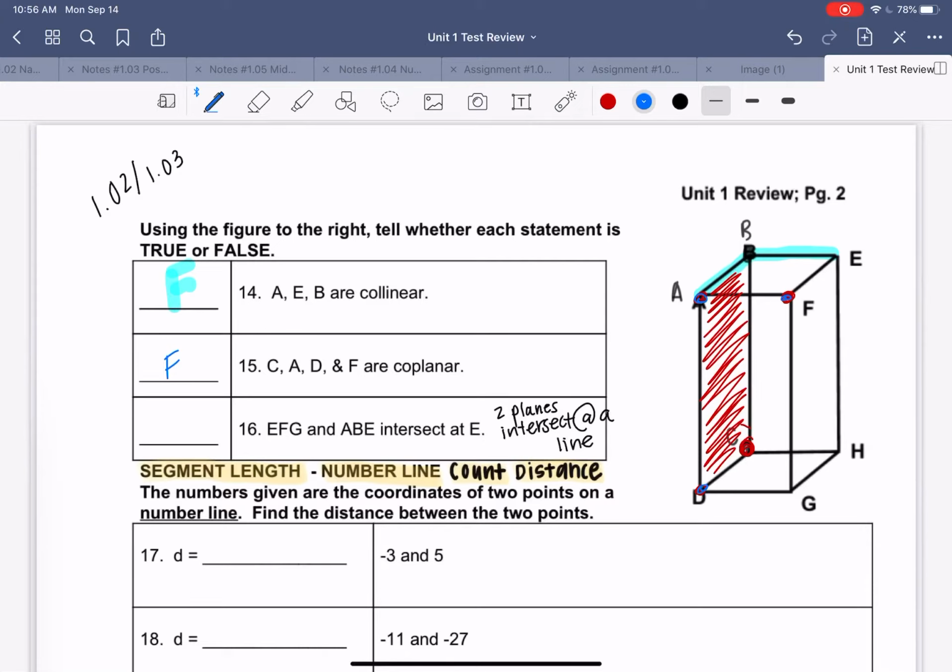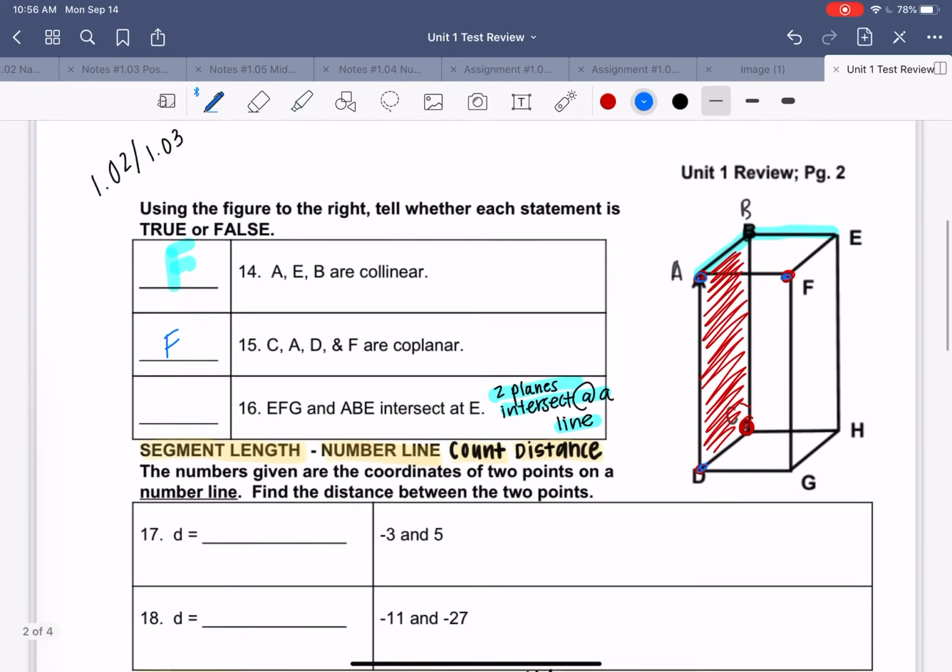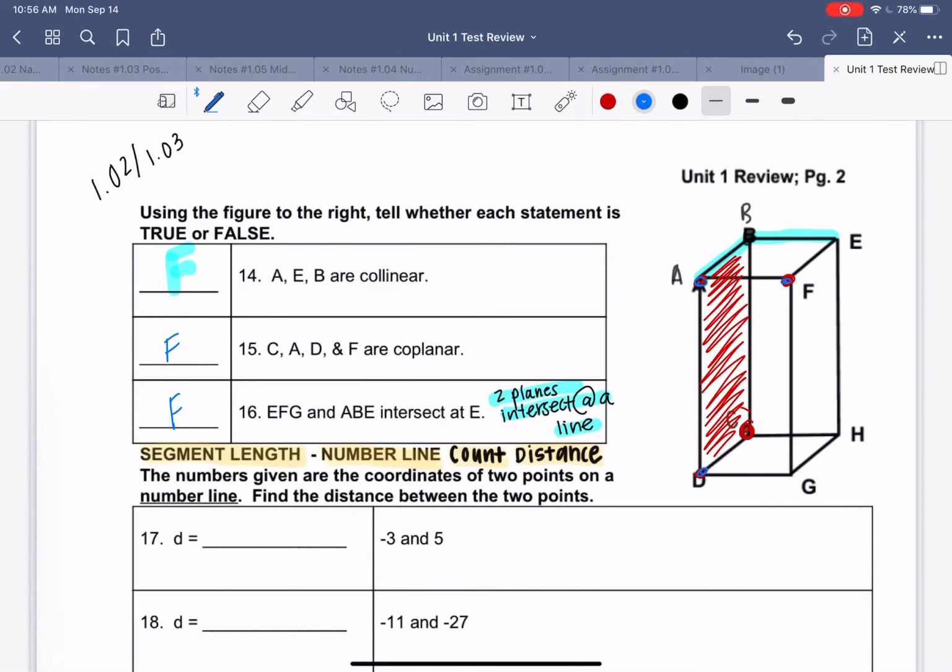All right, 16. Planes EFG and ABE intersect at point E. Well, remember that postulate: two planes intersect at a line. So if it gives you a point, that's an automatic false answer. So you're welcome for these questions. But it's very important that last year, that was probably the most missed questions, my true and false.